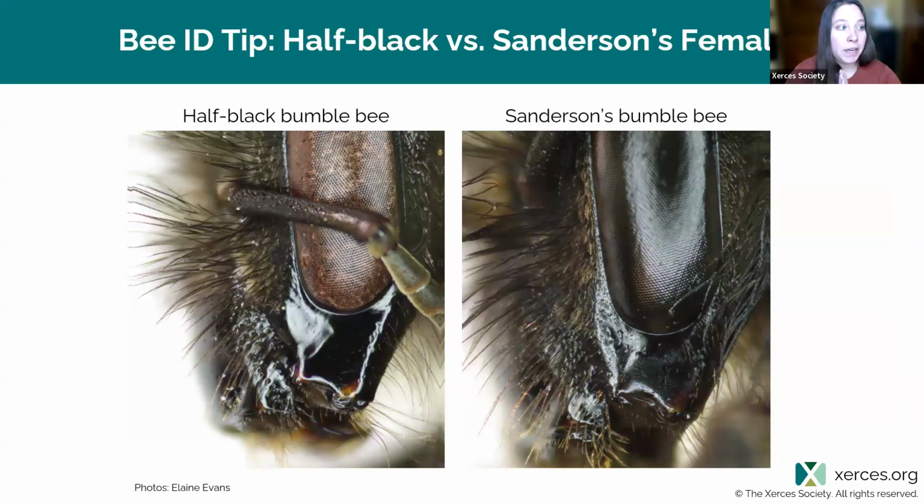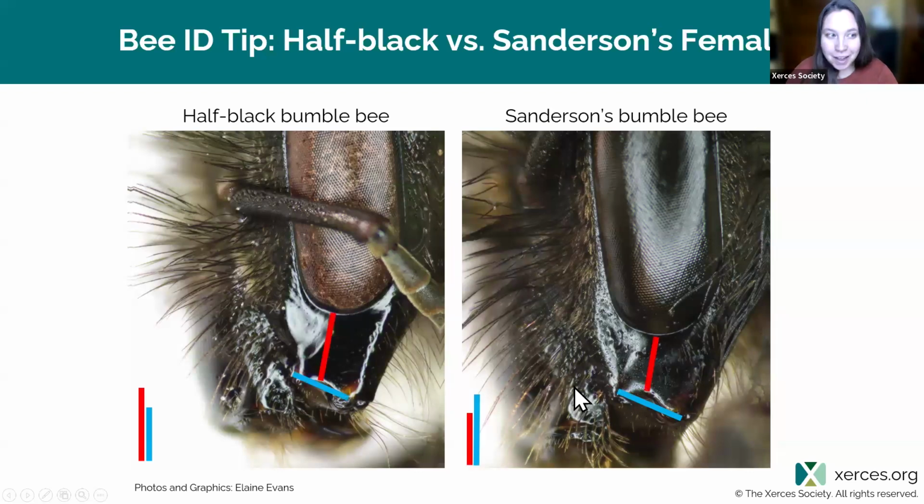So the only way to be 100% sure you're differentiating between these two species is by looking at the face, the malar space length for the females, and then the antenna for the males. So for half-black bumblebee and Sanderson's bumblebee females, you want to get a really good photo of the malar space. For half-black bumblebees, they have a really long malar space. Sanderson's bumblebee has a moderate malar space, so the malar space is about as long as it is wide. And honestly, looking at these two pictures, I can't see a ton of a difference.